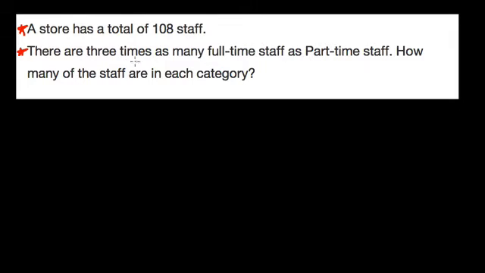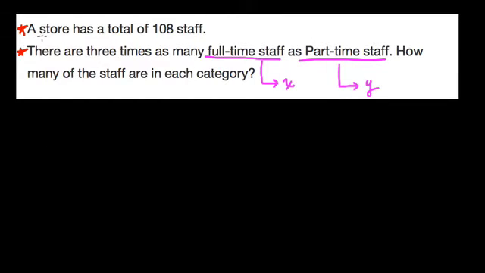We're also told there are three times as many full-time staff as part-time staff. So how many of the staff are in each category? That tells us there are two types of employees. Let's call them X for full-time and Y for part-time. We're assuming here that that includes everybody, the full-time and part-time staff members that work at the store.